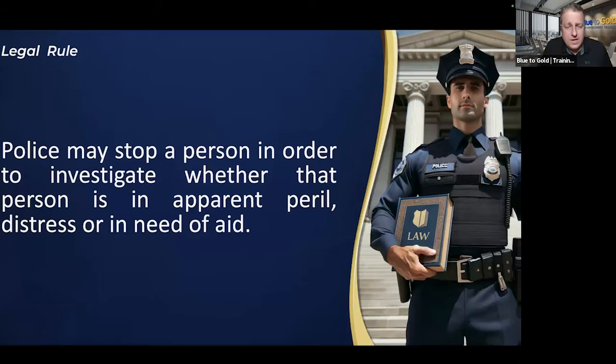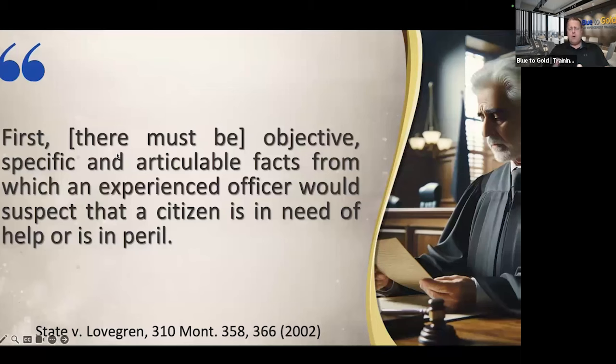We can stop a person when we have a reason to believe that this person is in apparent peril, distress, or is in need of some kind of aid. So obviously, this is going to be predicated on our ability to articulate this kind of concern that we have about this person. Most states seem to subscribe to a three-part or three-step rule or test when it applies to community caretaking stops of people.